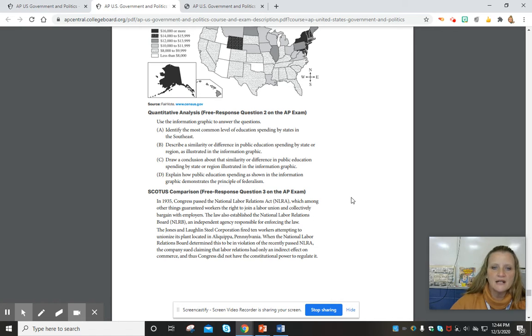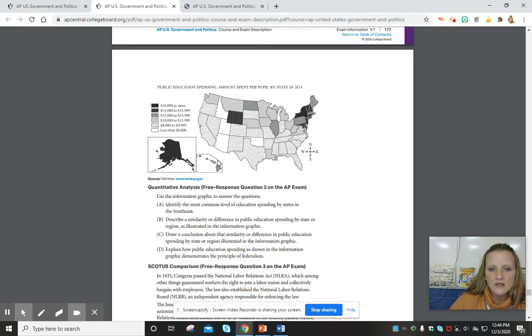All right, qualitative analysis, free response question. And this is something you have to know too, like where it says use the graphic to answer the question.